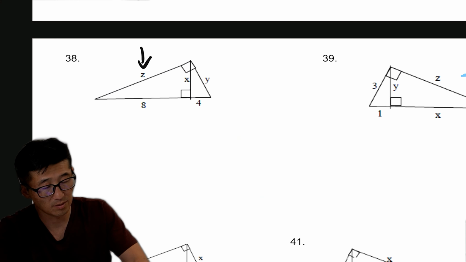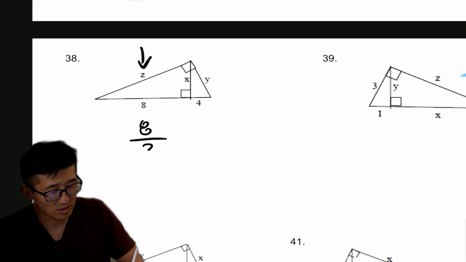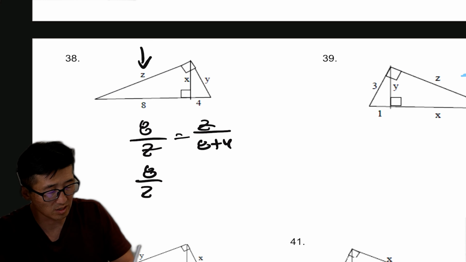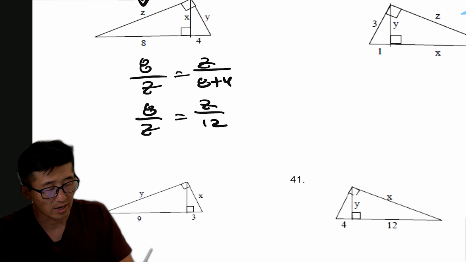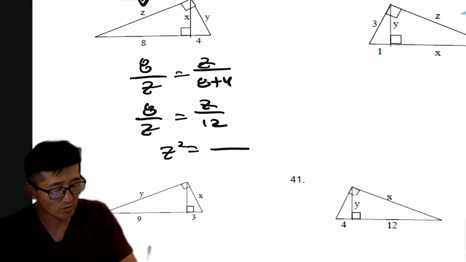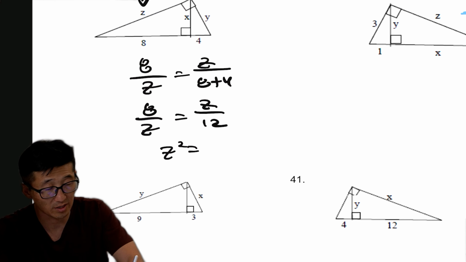So it'll be 8 over Z equals Z over 8 plus 4, which is 12. 8 over Z equals Z over 12, and then you just cross multiply and solve. So this will be Z squared equals 8 times 12. Now I'm not going to multiply it out. I'm going to just write it like this.